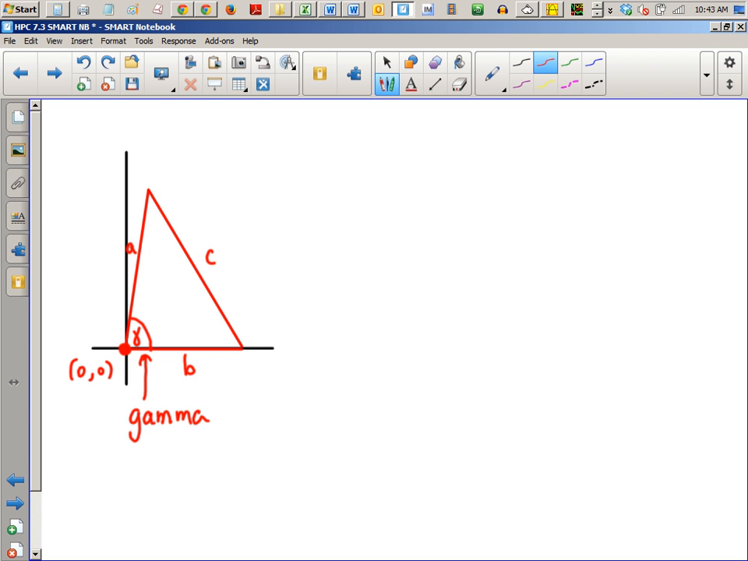What are the coordinates of this point over here? Don't shout it out. Write it down. What are the XY coordinates of that point there? It's on the x-axis, so that's a clue. Okay, class, so what are my coordinates here? B, comma, 0, right. You go right, B, stop. Right on the x-axis. So that's B, 0.